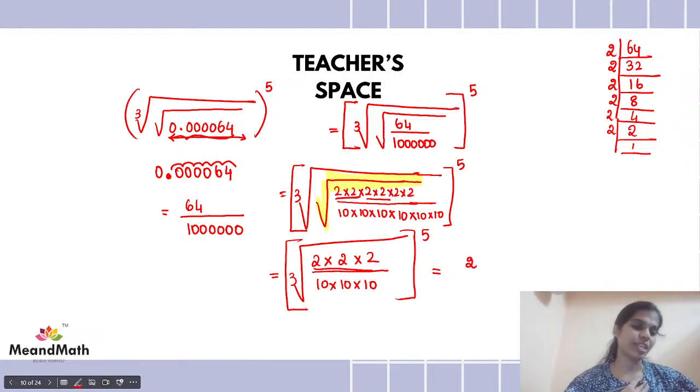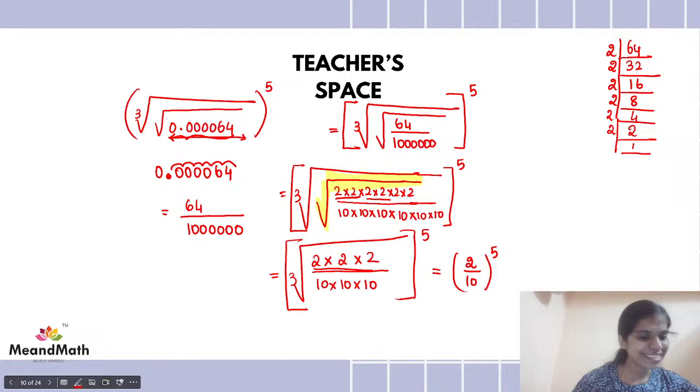So, I'm taking 1 2 as common. For 3 10's, I'm taking another 10 as common. So, 2 by 10, the whole power 5. See how simple it is? Yes. Thank you, Kritik. Yes, I do understand. Thank you. So now see, for 3 2's I took 1 2 out, and for 3 10's I took 1 10 out. Now our square root and cube root are removed. Now it is very simple to complete the problem, right?